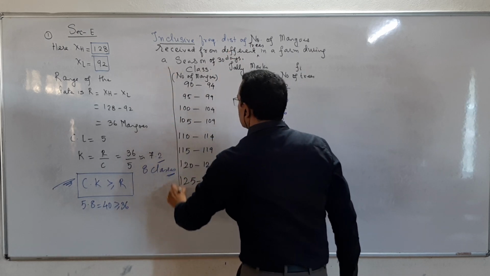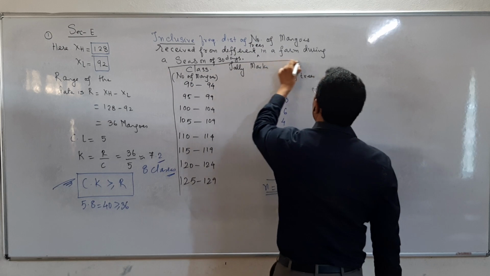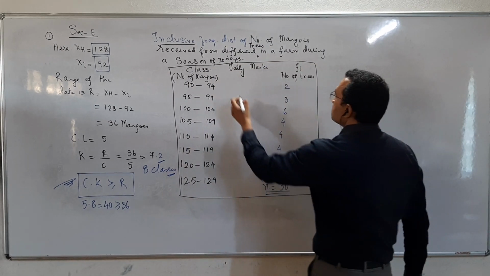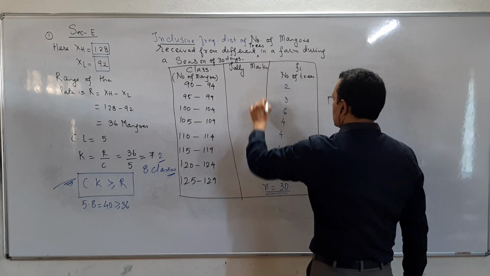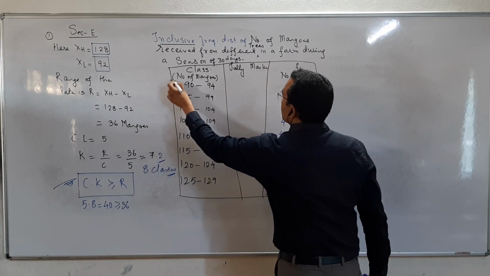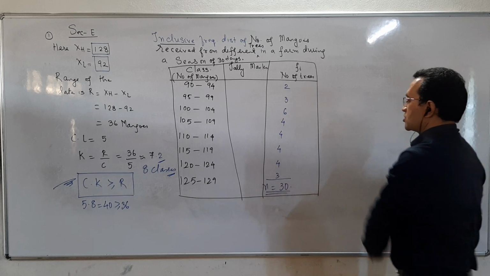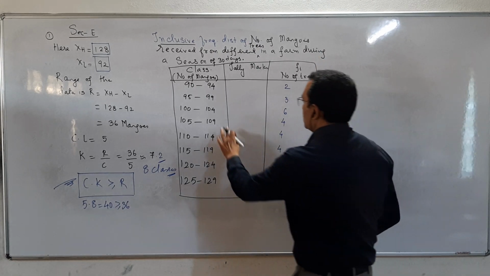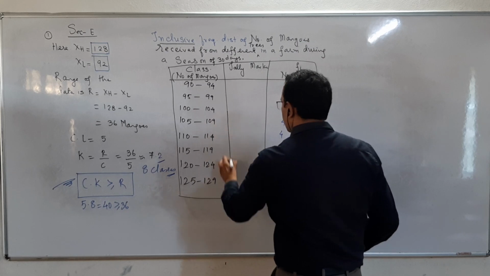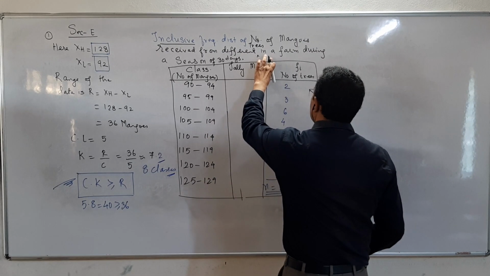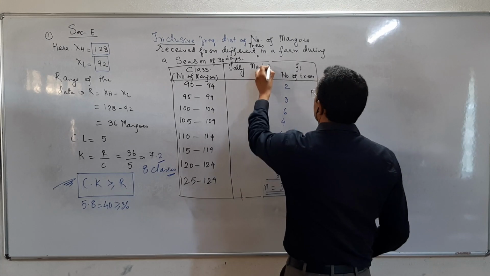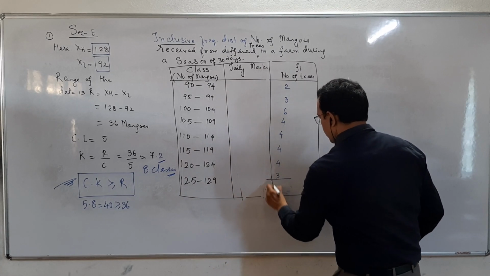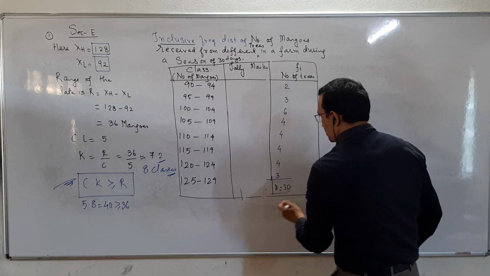So this is, students, our table. Please forgive me, for me it is very difficult to draw straight lines. But roughly, this is our table. You have to be very careful in putting the lines. Students, the total is written here and is equal to 30.